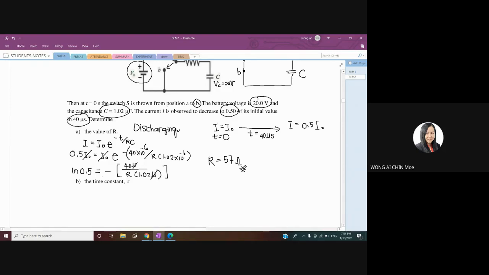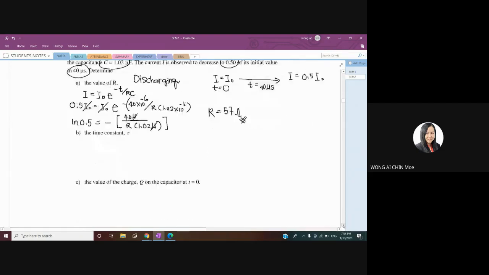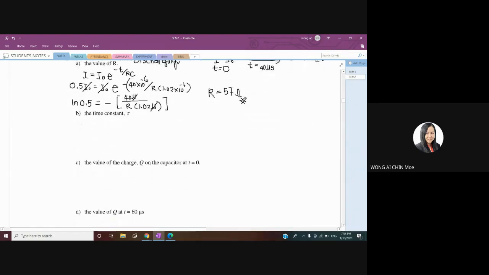Next, we want to find the time constant. You may pause the video if I'm going too fast. What is the equation for time constant? Time constant is equal to RC, where R just now we got 57 and C is 1.02 micro. So you will get your time constant is 5.8 times 10 to the power of negative 5 second. Because it's time, we put the unit in second.